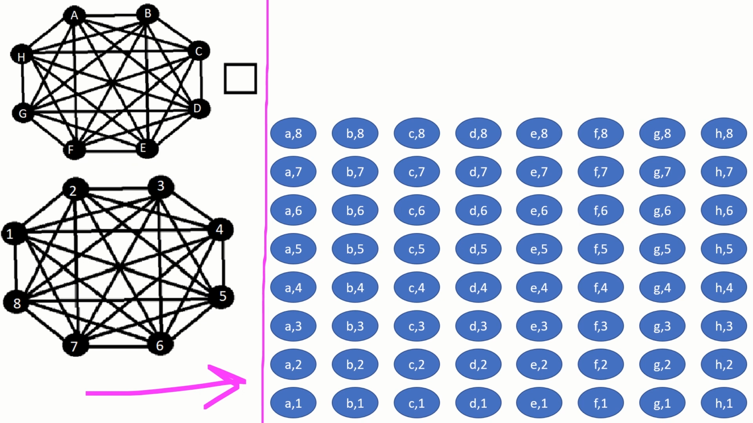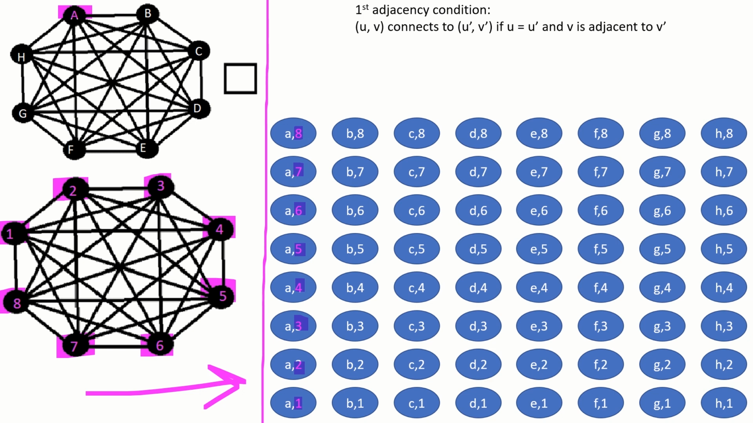According to the first adjacency condition for the Cartesian product of graphs, 2 vertices in the Cartesian product are connected if their first entry in the ordered pair, in this case their letter, is the same vertex in the first graph, and their right entries in their ordered pair, in this case their number, are adjacent vertices in the second graph. In this case, all numbers, or all vertices in the second graph, are adjacent, which means that all Cartesian product vertices with the same letter and different number will connect to each other.